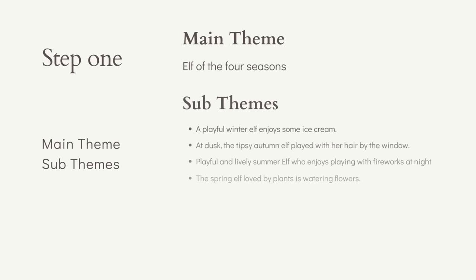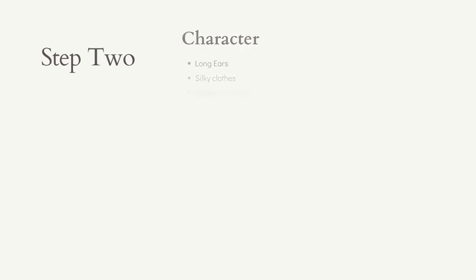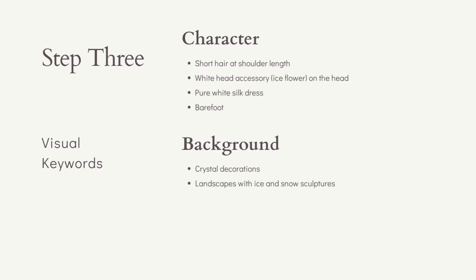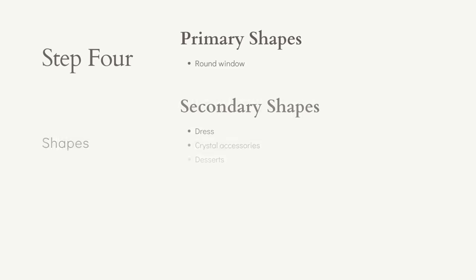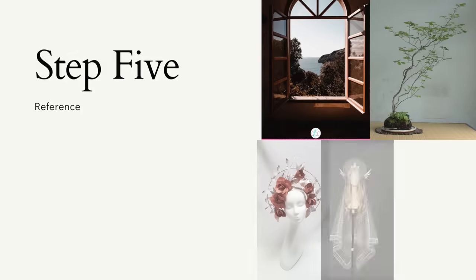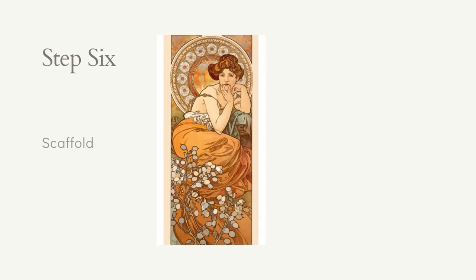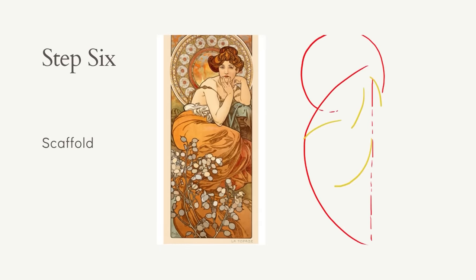Step 1. Decide main theme and sub-themes. Step 2. Decide common elements. Make them look like a series of illustrations. Step 3. Visual keywords. My first attempt will be Winter Elf. Step 4. Step 5. Look for image references for these visual keywords. Step 6. Extract the scaffold as a reference from Alphonse Mucha's work.